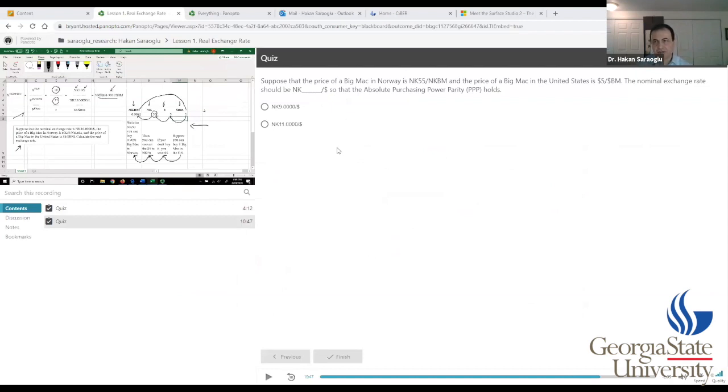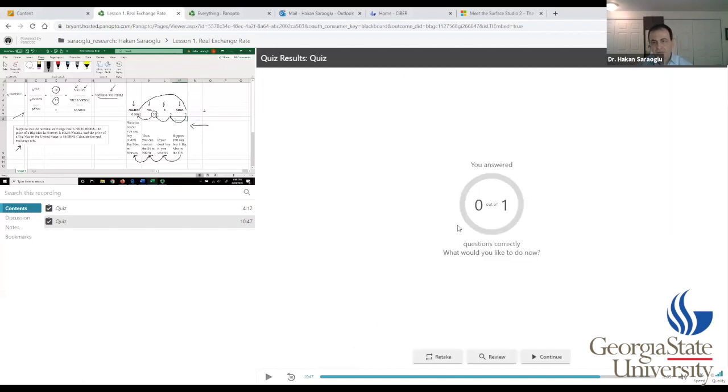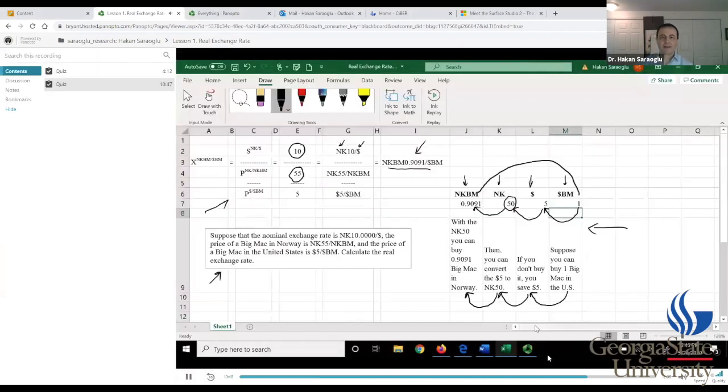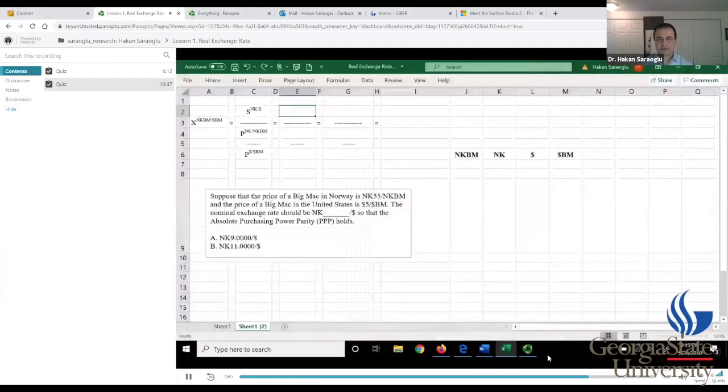This one asks a follow-up question now, building on everything that's come to this point. This time it says, well, you couldn't buy the 1 Big Mac in Norway. What should the exchange rate be so that you can actually keep your purchasing power, so that the answer is 1, the real exchange rate? So I'll answer this wrong. I'll say 9, and then it told me I was wrong, and then I'll continue. And here's the finish.